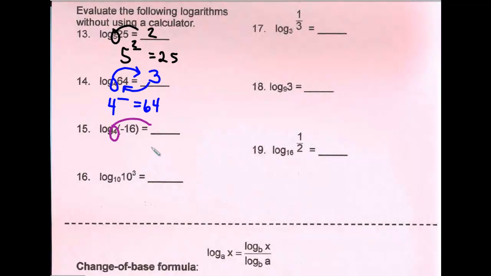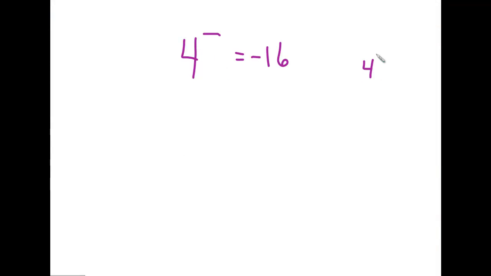4 raised to some power x equals negative 16. Let's think about this one for a moment. If we put in a 0, 4 to the 0 power is equal to 1. If we put in a 2, we get positive 16. If I put in a negative 2, I get 1 over 4 squared, which is equal to 1 over 16. Is it possible for me to take a power of a number and get a negative number? No. So this problem has no solution.